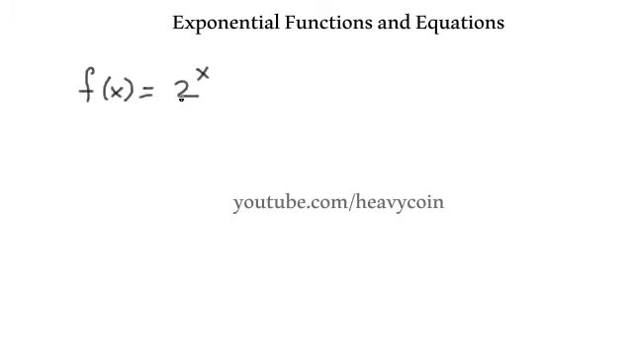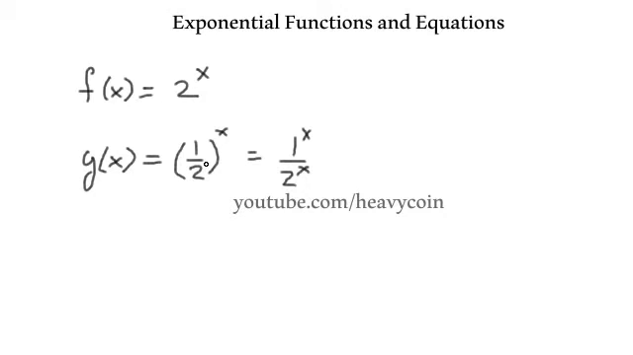Alright, what happens when this number is between 0 and 1? For example, we'll call this g of x, give it a different name, and we'll say a half raised to the x power. Well, this can actually be rewritten as 1 to the x over 2 to the x. This is still an exponential function. 1 raised to the x is just 1, so no matter what you plug in for x here, you're always going to get 1 out. And then this is 2 to the x.